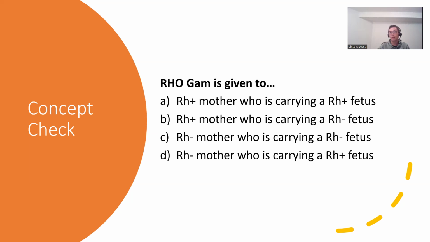Okay, very good. Everybody who answered got it right. The answer is D. You give it to an Rh negative mother carrying a positive baby.